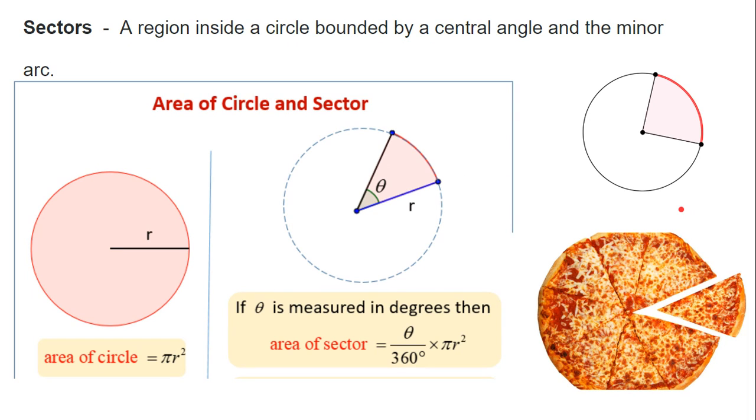Sector: a region inside a circle bounded by a central angle and the minor arc. Basically think of a sector as a piece of the circle, like a pizza pie. You take out a piece of pizza, that's literally called a sector.